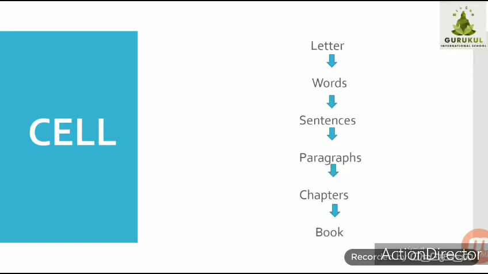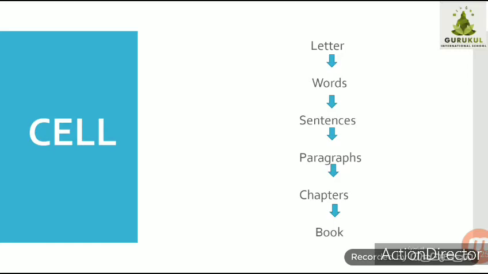So can you see the flow chart? Flow chart means the direction is flowing from up to down. There is a sequence: letter to word, word to sentence, sentence to paragraph, paragraph to chapter, and chapter to book. So this is the example of a letter or a book. We can call this the structural organization of a book, means how the book is formed.